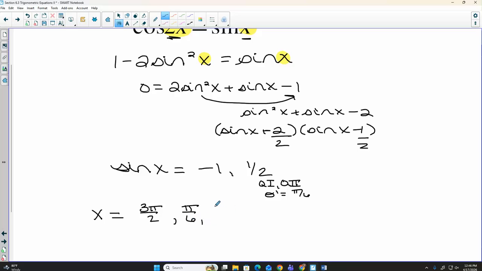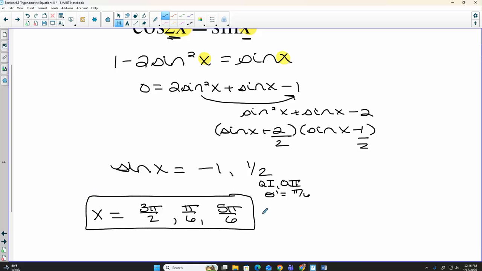In quadrant 2, pi/6. I only asked for the answers from 0 to 2 pi, so I don't have to do plus 2 pi k. So identities might still come into play here, and then we may not have to worry about anything different.